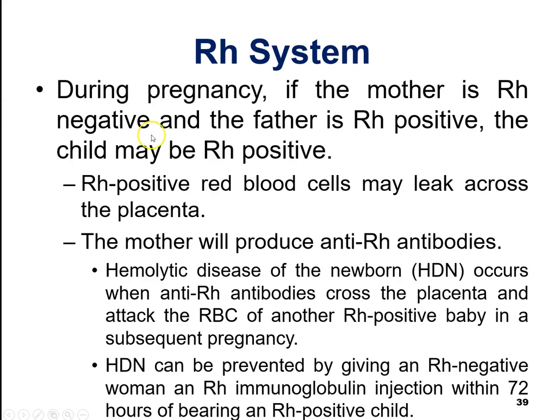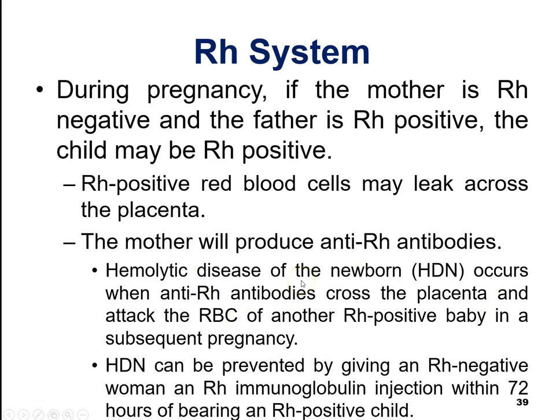If the mother is Rh negative and the father is Rh positive, it's possible that the unborn child might be Rh positive, but the mother is Rh negative. If Rh positive blood cells leak across the placenta, that would be dangerous to the mother because she's Rh negative. So the mother will produce anti-Rh antibodies, and therefore it would attack that. Anti-Rh antibodies cross the placenta and attack the red blood cells of another Rh positive baby in a subsequent pregnancy.